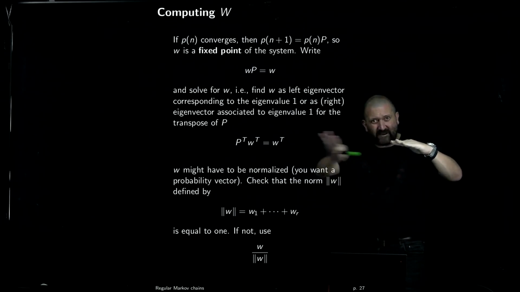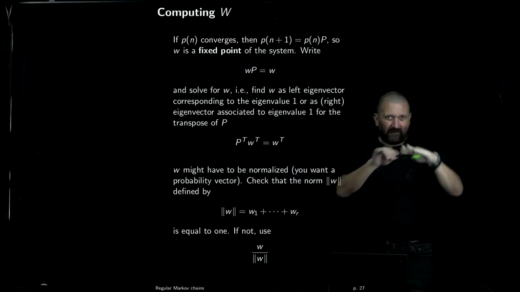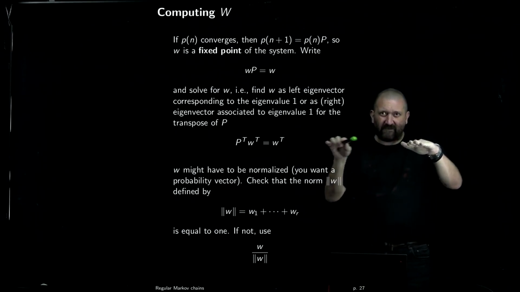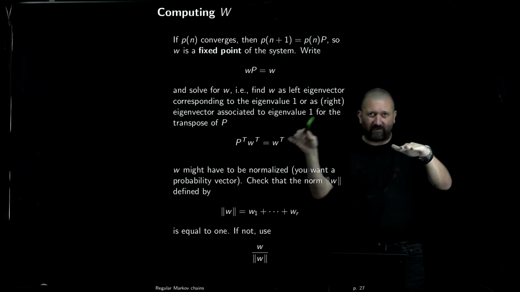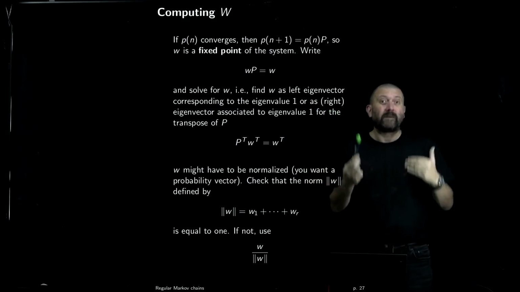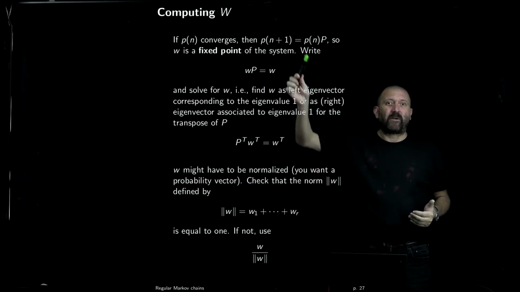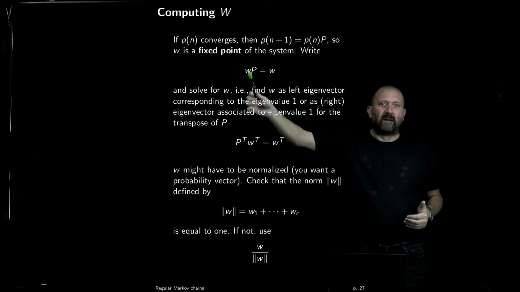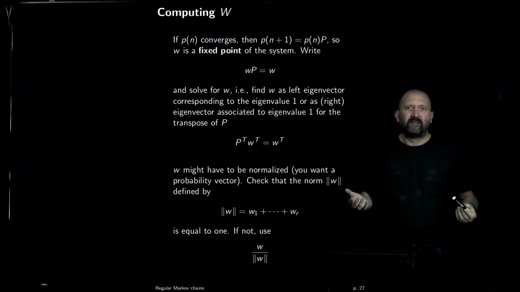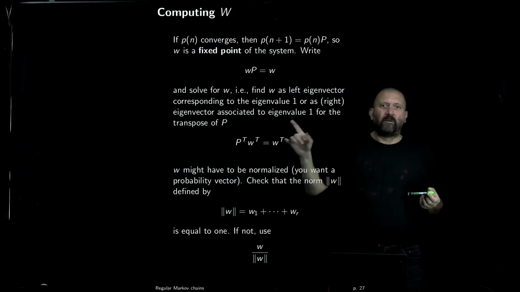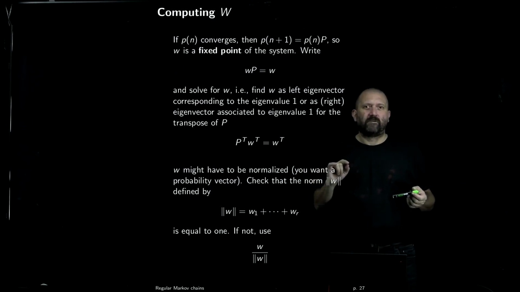So things are not changing anymore. Okay, I'm at the limit. Things are not changing. So P of n is equal to P of n plus 1 is equal to P of n plus 2, etc. They're all equal to the limit. So I replace P of n by W, and I solve this. But what is this? This is W times P equals W.